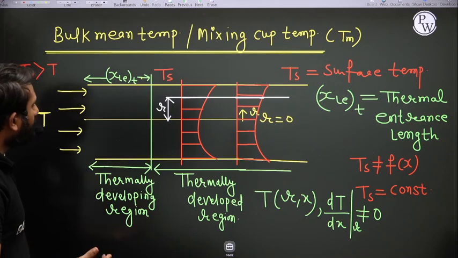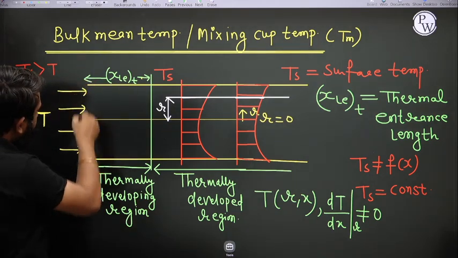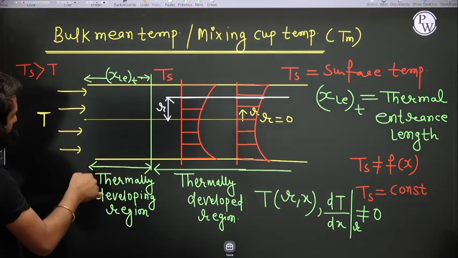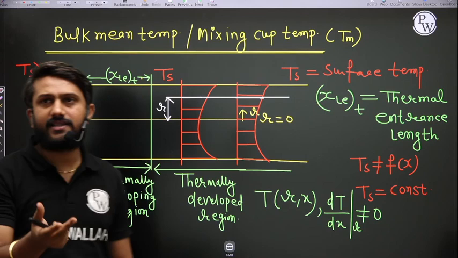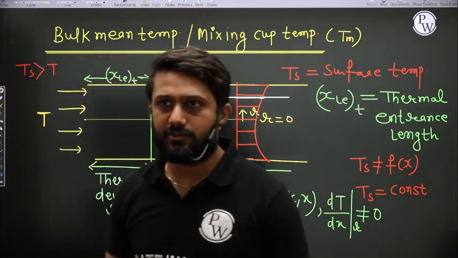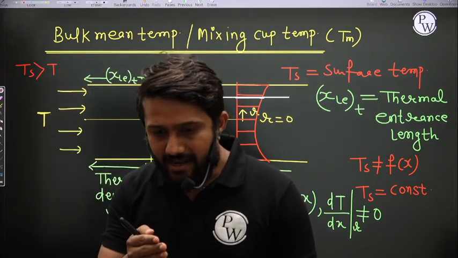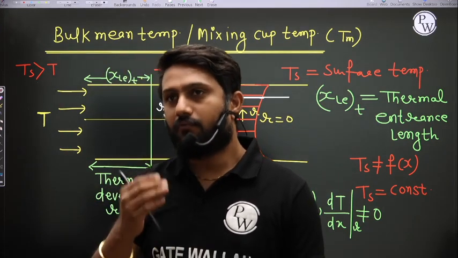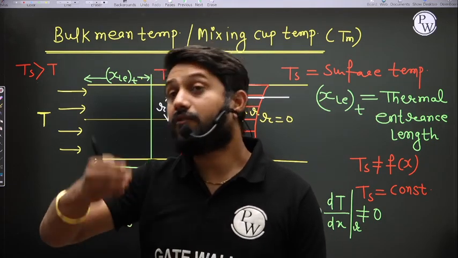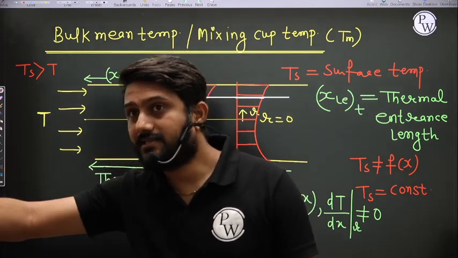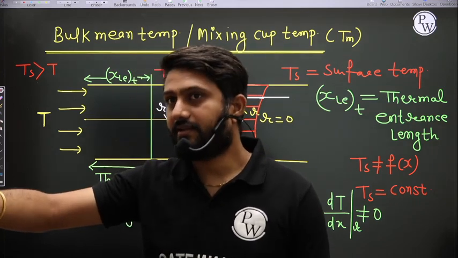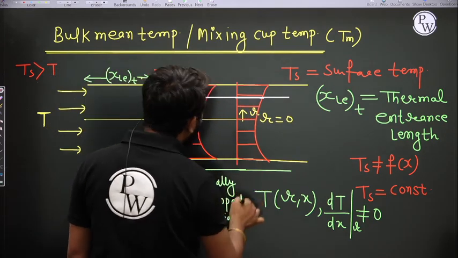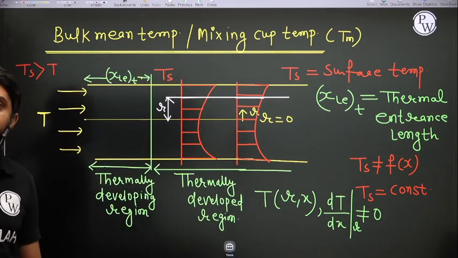If I say, let us assume at this particular section, at the inlet, that the mean temperature is 30 degrees Celsius. Surface temperature, let us assume, is 150 degrees Celsius, and at the exit of the pipe, the temperature is 90 degrees Celsius. So what is happening here? The fluid is continuously heated from 30 degrees Celsius to 90 degrees Celsius.